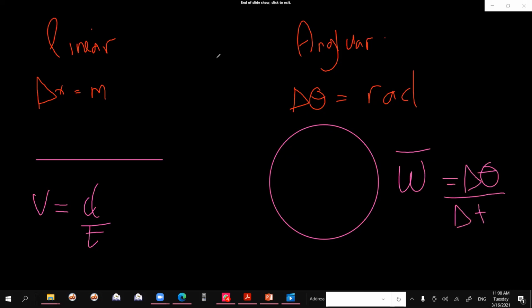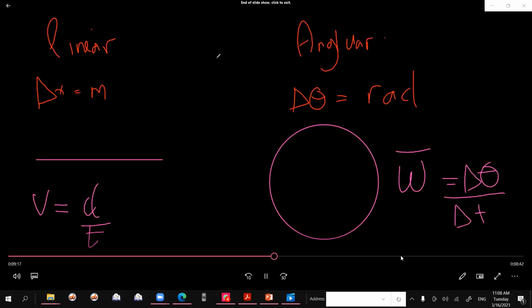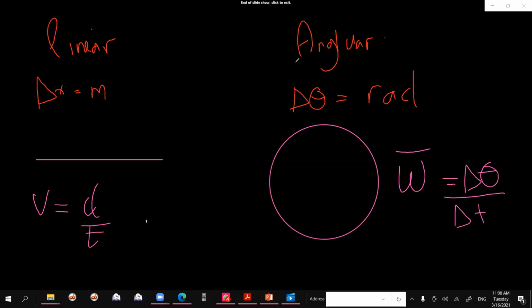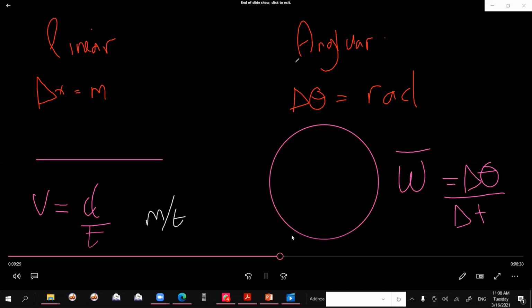So the linear velocity, we name it as V, which is the distance over time, and the omega, which is an angular velocity, which is an angular displacement over time. Now, what is the unit for the linear? We say that the unit is meter per second, and for the angular velocity, its unit is radian per second.